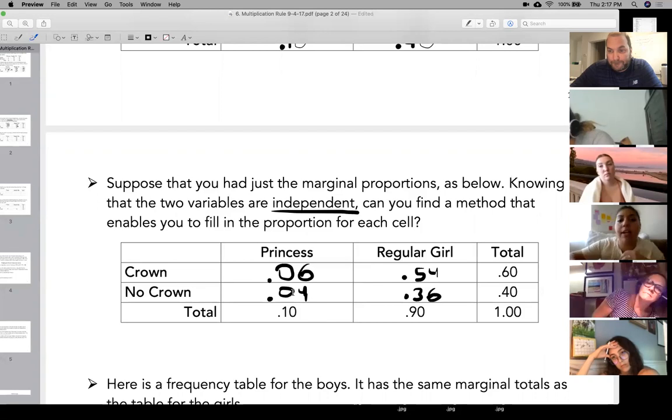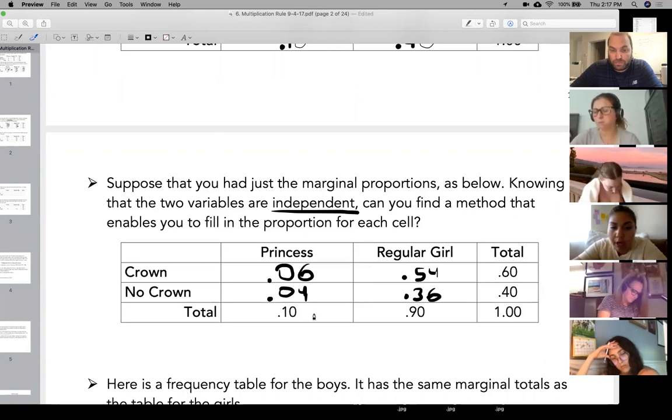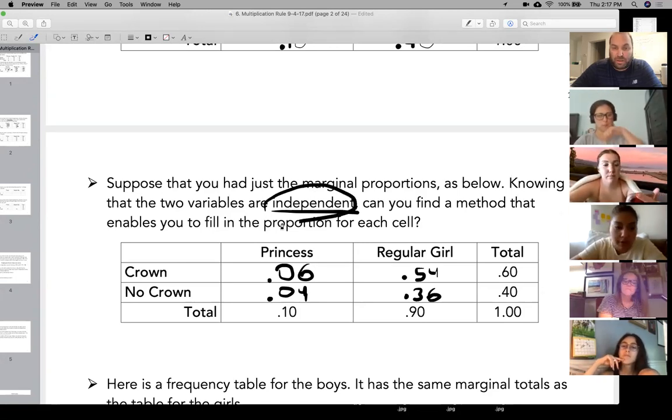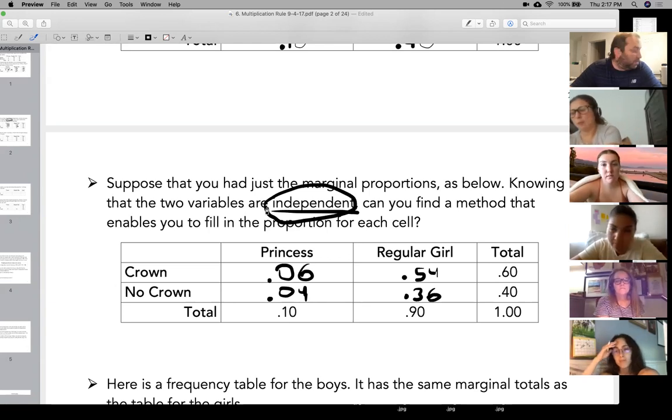Just so I understand, basically all we have to do is multiply from the total to the other margin total in order to get the numbers in the middle, if they're independent. If they're independent. If they're not independent, that will not work. Okay.